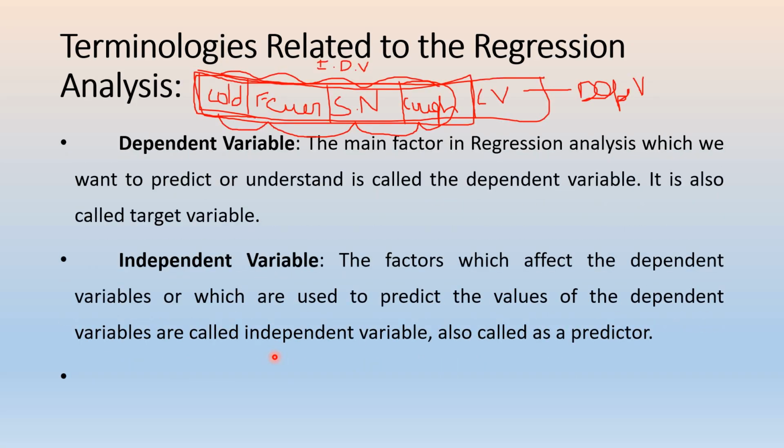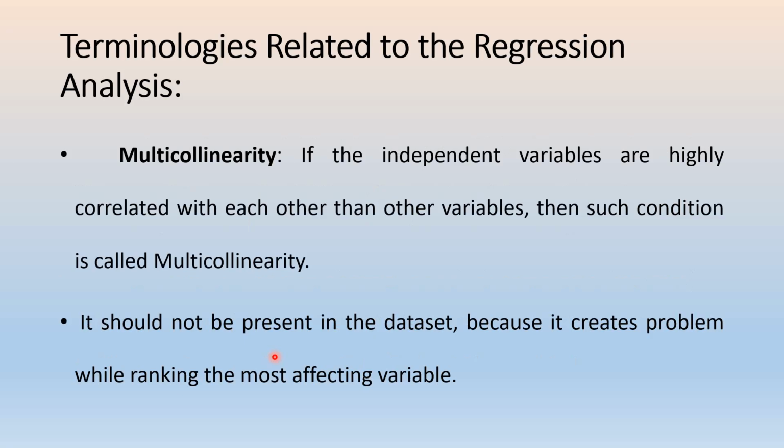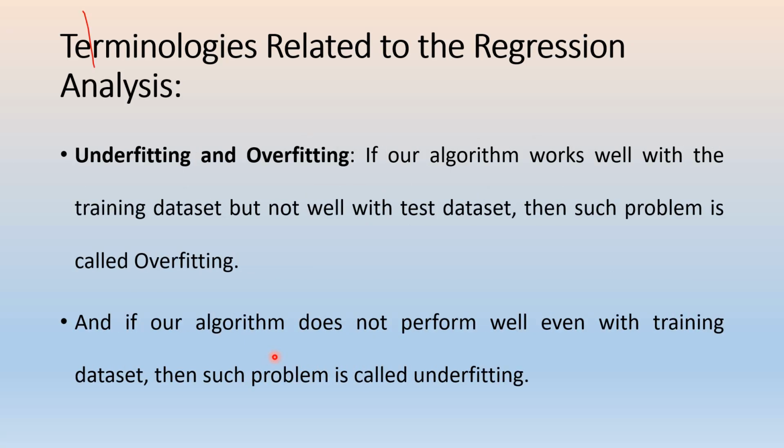So one is dependent variable, independent variable, outliers, multicollinearity, underfitting and overfitting. These are very good terms that we normally use with machine learning.